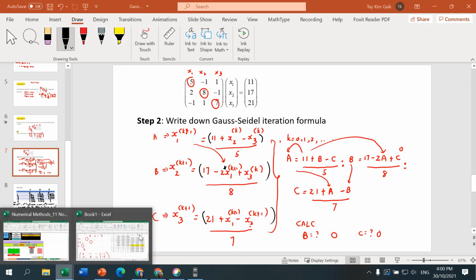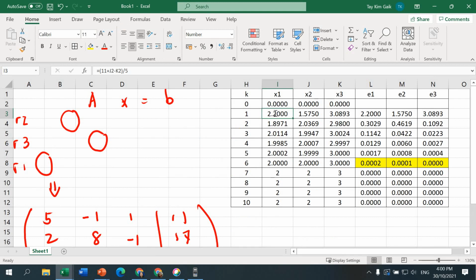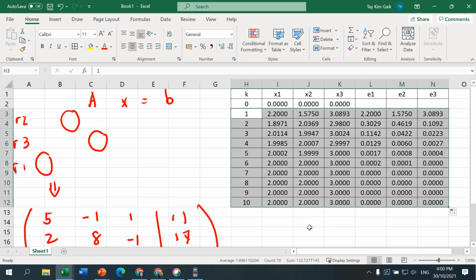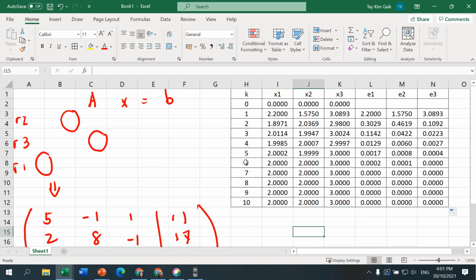Once the formula is keyed in correctly, you can see initially x1 at step 1, x2, x3 are the old values. For x2, since you have the new x1, click the new x1, and x3 is still the old one. For x3, you use the same row's x1 and x2, because you have the latest x1, x2. After that, select the whole row. Once you key in the formula, you can select the whole row together and just copy down. I think we stop at iteration 6.